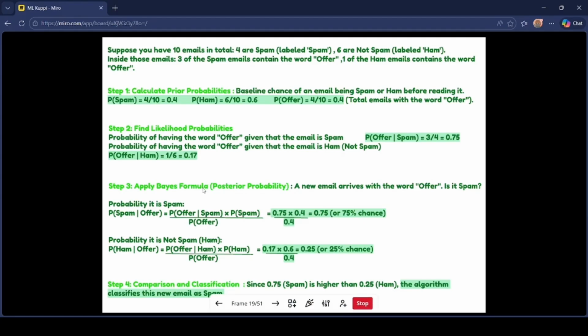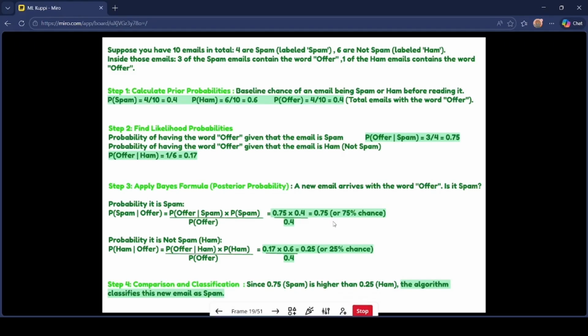And we're moving to the third step, where we're going to apply the Bayes theorem to find the posterior probability. So now a new email comes and it has the word offer. Is this a spam email or not? That is what we are going to calculate by finding the posterior probability. Given that the word offer is included, the probability that the email is spam is taken by the Bayes theorem formula here. So here we get, after calculating, 0.75 probability.